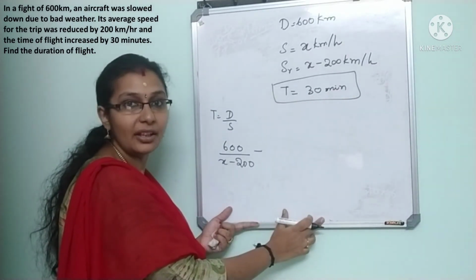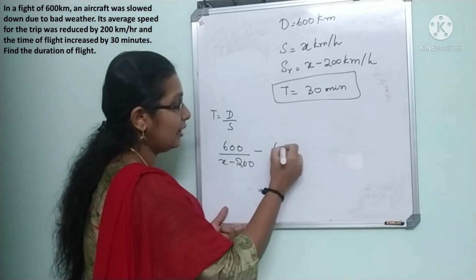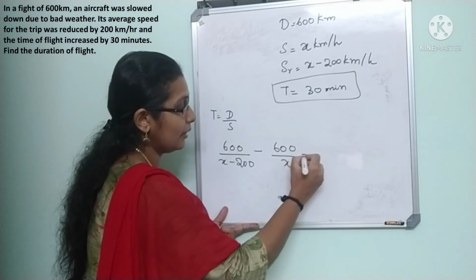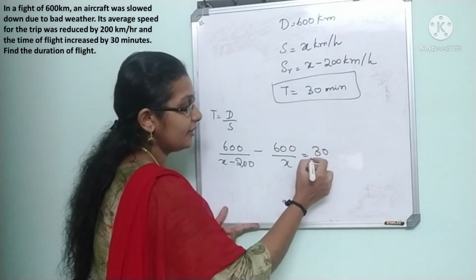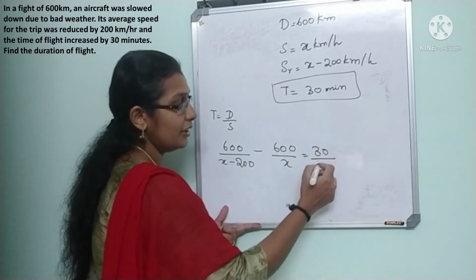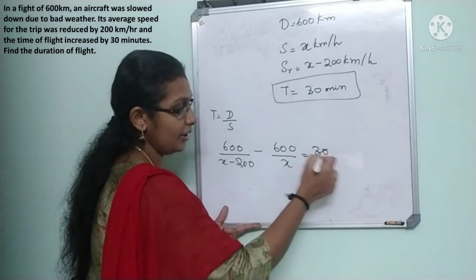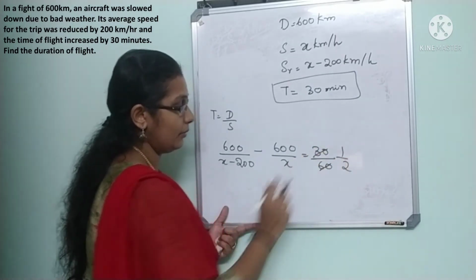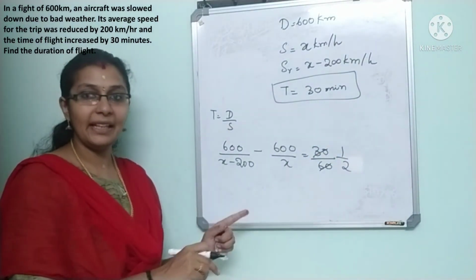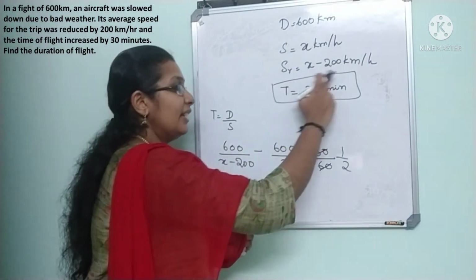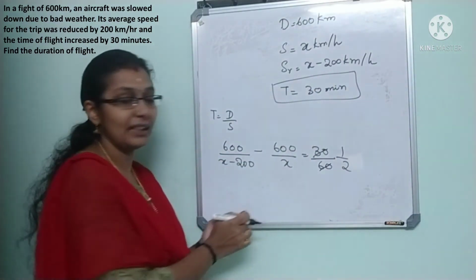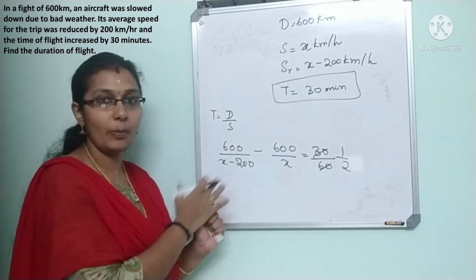the difference between these two is nothing but 30 minutes, correct? 600 divided by x is equal to 30 minutes. So in order to convert minutes to hours, divide by 60, which is 1 by 2. Clear? Now you might get a doubt, why am I writing this as first and this as second? In the previous question it was opposite, right?